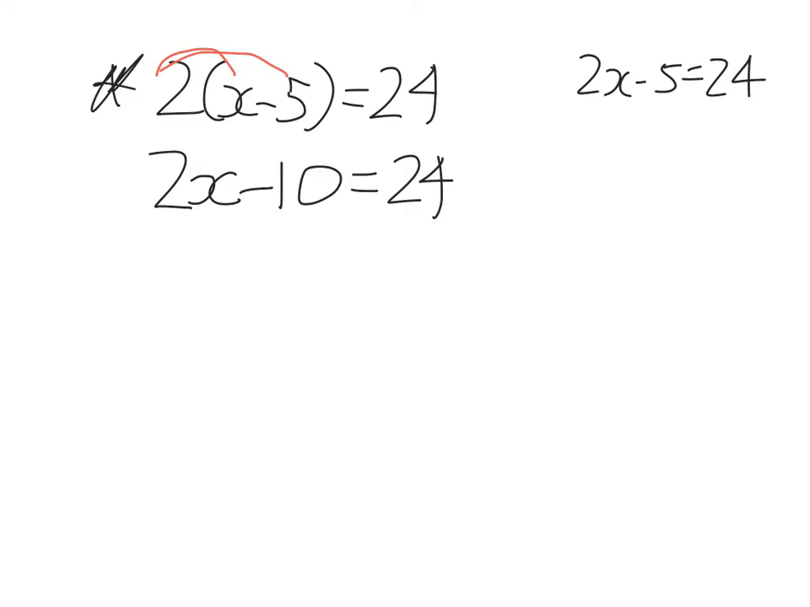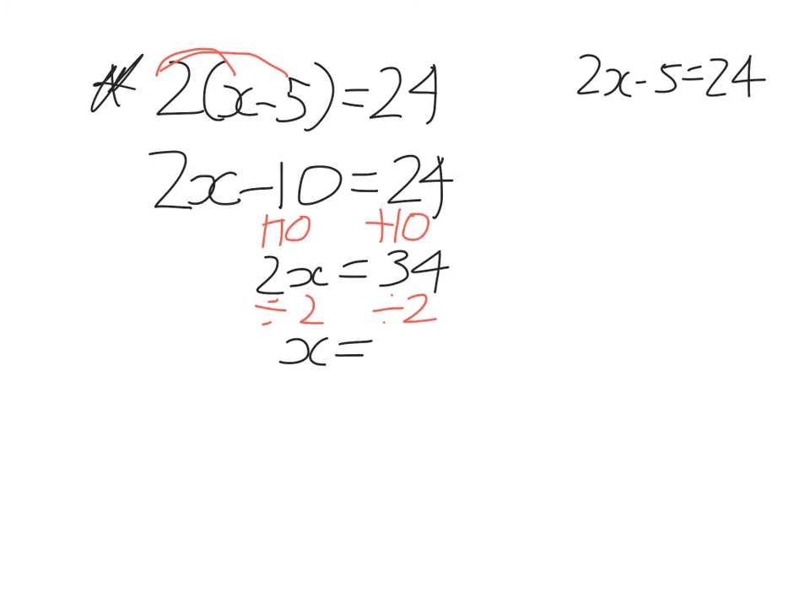You've done these a million times. We undo what's been done to x. We need to add 10 to both sides first, because we're doing things in the opposite order to BODMAS. So I get 2x equals 34, and of course, the way I undo timesing by 2 is to divide each side by 2, and I get x equals 17. So if I substitute x equals 17 here, I get a true statement. That's why it's the solution.